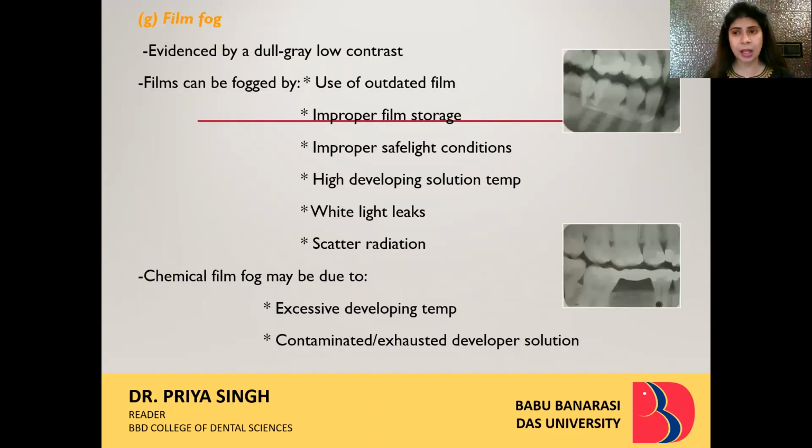Film fog, which again can be because of n number of reasons, can lead to the image being completely distorted. It is evident by a dull gray low contrast image, the final image being procured. Films can be fogged by use of outdated film, improper film storage, improper safe light condition, high developing solution temperature, white light leaks, and scattered radiation. Chemical film fog may be due to excessive developing solution temperature, or contaminated or exhausted developer solution.